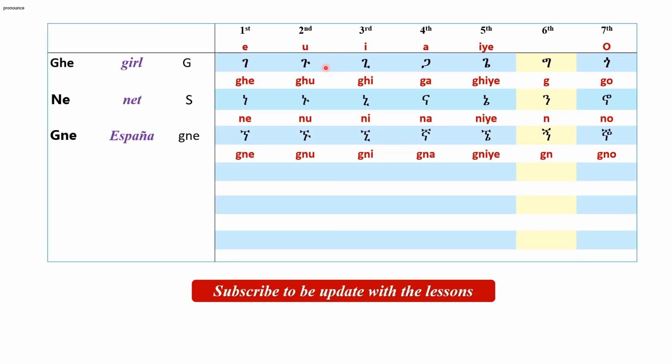Ge, gu, gi, ga, gie, g, go. Ne, nu, ni, na, nie, n, no. Nye, nyu, nyi, nya, nye, ny, nyo.